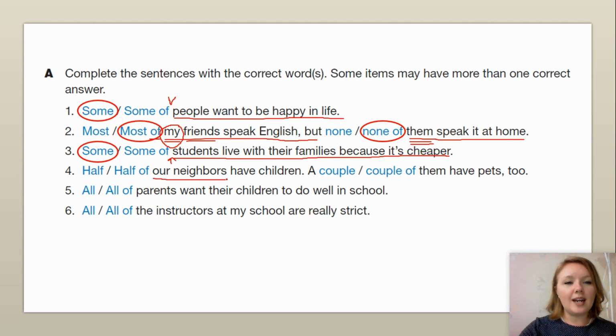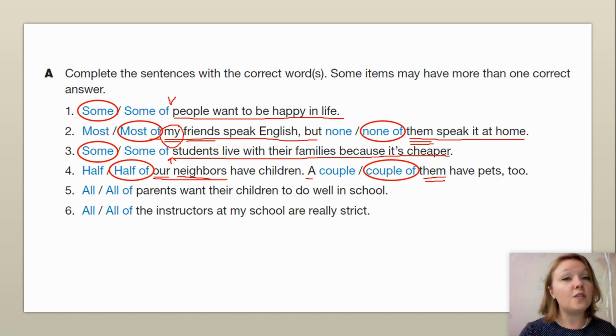We have our neighbors have children and a blank, them have pets too. All right, just like in number two, we have that determiner, our, my, your, our neighbors. And here a pronoun, them. This means it's specific. It's about specific people, so we use of, half of, and a couple of. Half of our neighbors have children. A couple of them have pets too. We use that of because it's specific, and we have those determiners, our, and that pronoun, them.